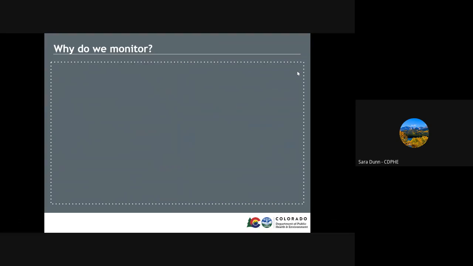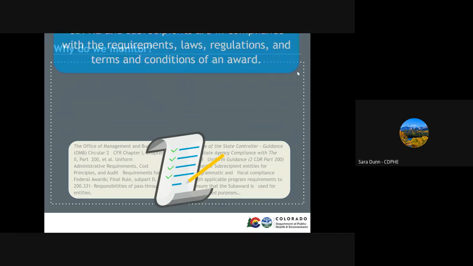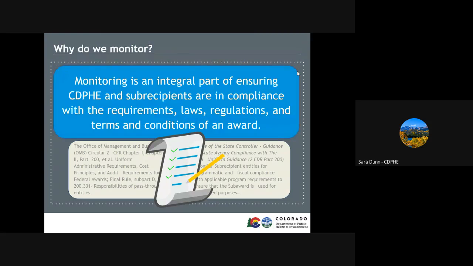Why do we monitor? There are certain rules and procedures that we as the state must follow, and consequently, subrecipients. Contract monitoring helps ensure that all of the I's are dotted and T's are crossed in regards to laws, regulations, and terms and conditions of funding sources. Public funding requires responsible monitoring to ensure that we are accountable to our constituents.